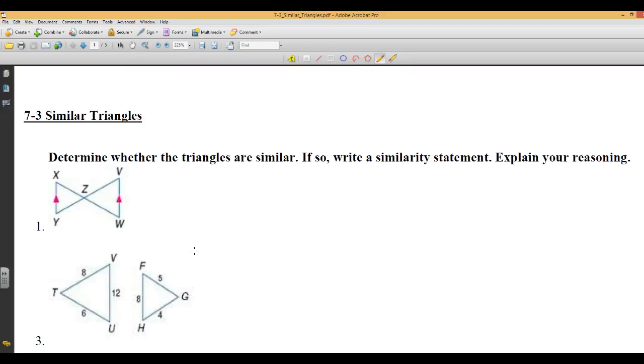This is lesson 7.3, similar triangles, starting on page 483. Number 1, determine whether the triangles are similar. If so, write a similarity statement and explain your reasoning.